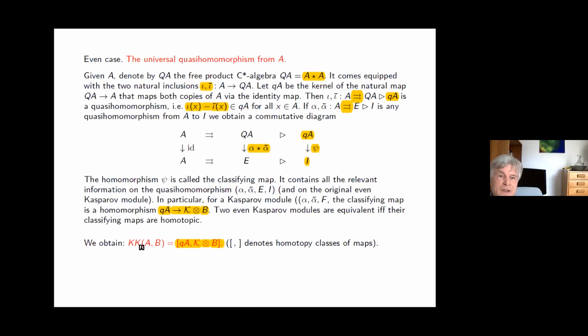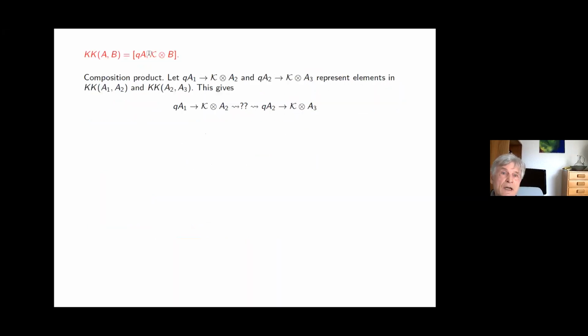KK is shorthand for KK0. So when I write KK, it's just KK0. Okay, so that's an algebraic description of KK, just based on this algebra, on this universal quasi-homomorphism. And now we can have a look at the composition product.